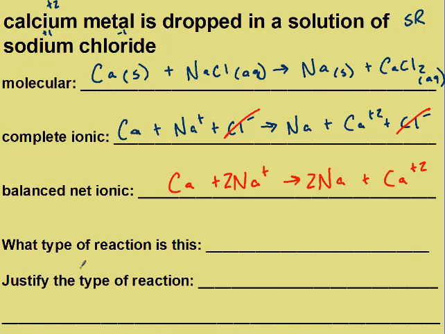So then it says, what type of reaction is this? We have acid-base, precipitation, or redox. Well, it's not acid-base. We don't have an acid and a base. It's not precipitation. We don't have 2 aqueous making a solid. So the only thing we have left is redox. If it's redox, make sure you're justifying by saying what the change in oxidation numbers is.